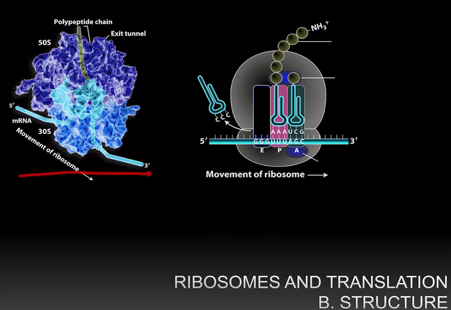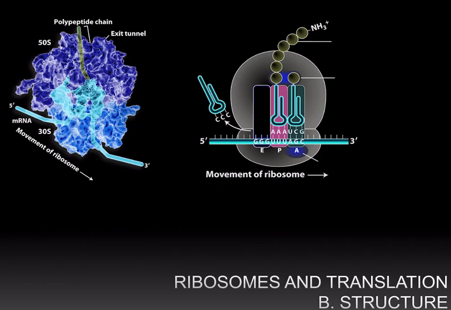Here on the left is an X-ray crystallographic structure of the ribosome, and you will see that at the interface between the large subunit and the small subunit there are 3 sites through which the messenger RNA passes, and in this image the ribosome is moving to the right and the polypeptide chain exits through the exit tunnel.